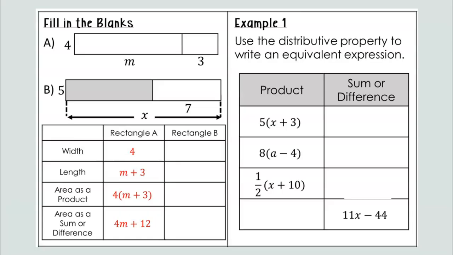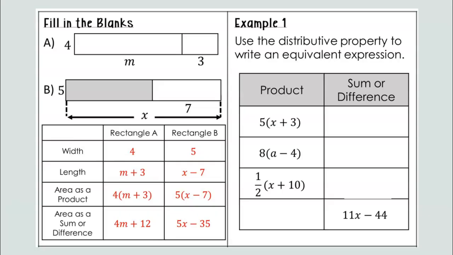Rectangle B gives us a width of 5 and a length of x minus 7, because we're looking for the shaded part of that rectangle. Area as a product, 5 times the x minus the 7. Area as a difference this time is 5x minus the 5 times 7, which is 35.